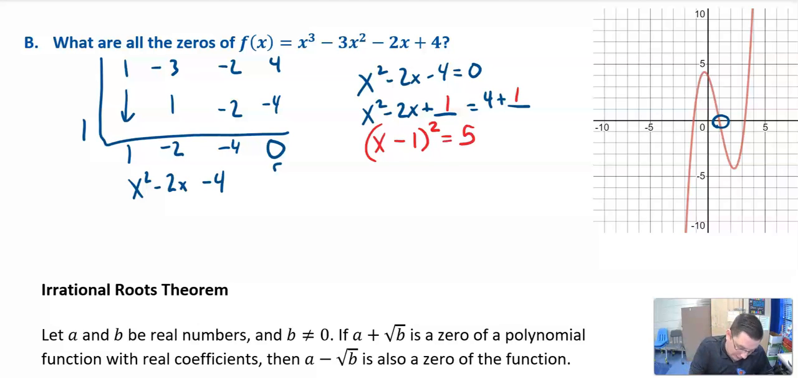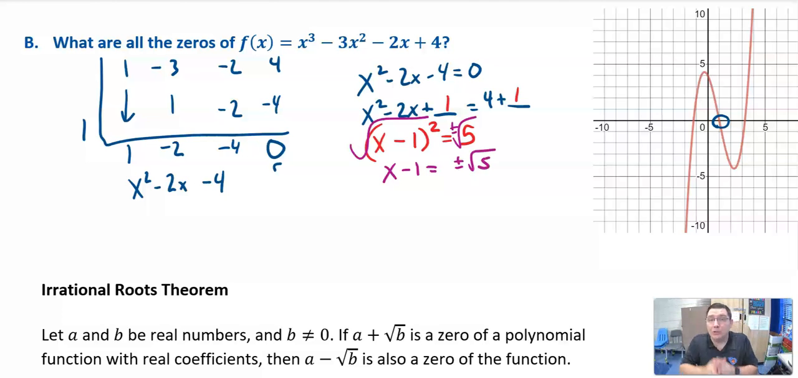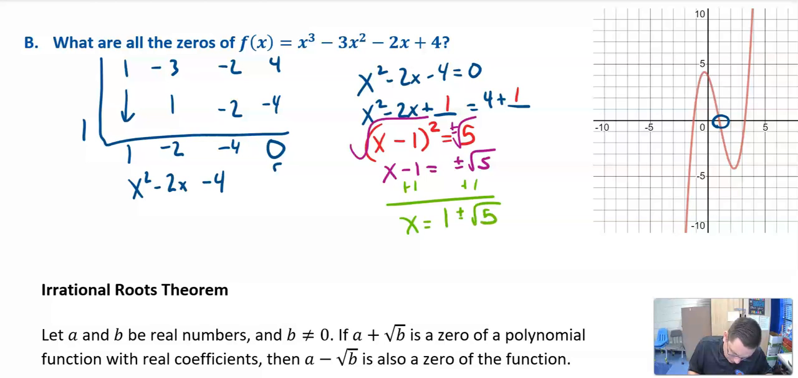Take the square root of both sides. Don't forget your plus or minus. We get x minus 1 is equal to plus or minus the square root of 5. That is a real number piece. It is irrational, but it is real. And so we're going to add 1 to both sides. And so we get that x is equal to 1 plus or minus the square root of 5. And so my three roots in this case are the 1 that we found here, and 1 plus or minus the square root of 5. And what we see, this actually has a little bit of symmetry to it.